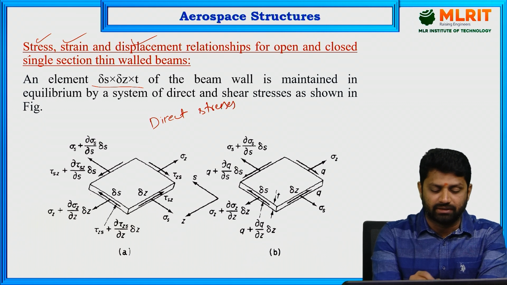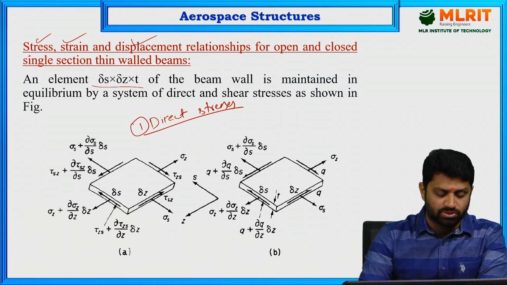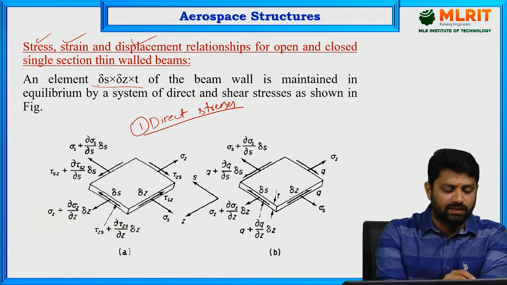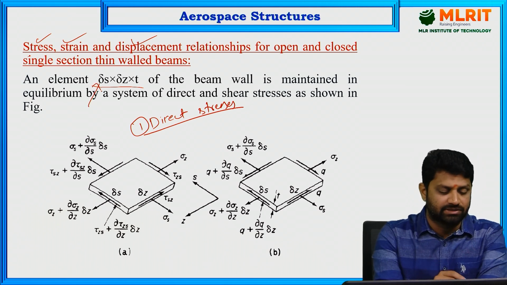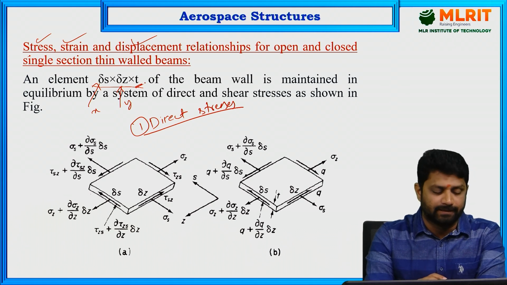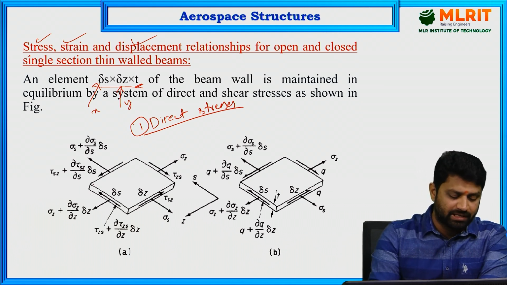First, direct stresses. For example, since we have an XY axis system, we are considering delta S in the X direction and delta Z in the Y direction, and thickness T is in the Z direction. As we know very well, since we are dealing with thin wall beams, the thickness is kept minimum, very much less when compared with the lateral dimensions, that is delta S and delta Z of the plate.